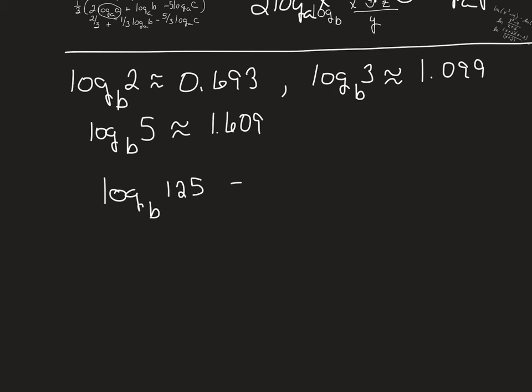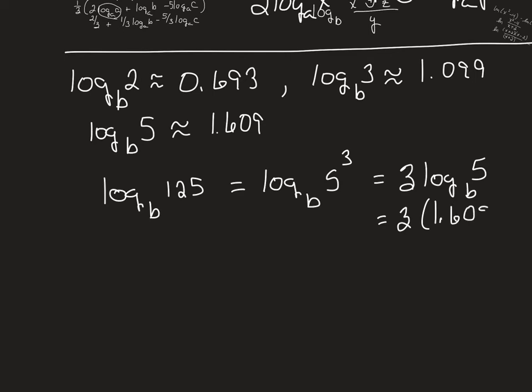Now I do know that I can rewrite 125 as 5 cubed, and that becomes 3 times the log base b of 5. Now I've been given a value for the log base b of 5. So we're going to have 3 times 1.609, and you can just plug that straight into your calculator, and you get that that is approximately 4.827. And I did that using the values that I was given and the properties of logarithms.